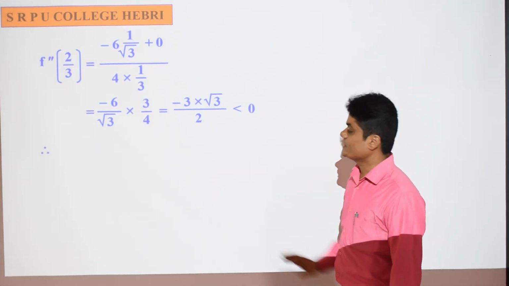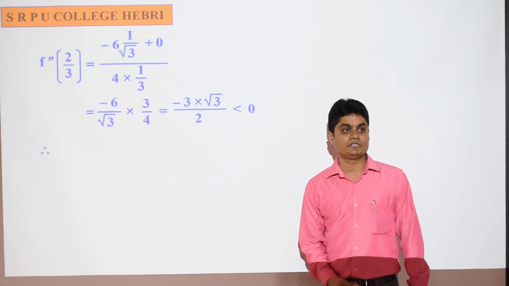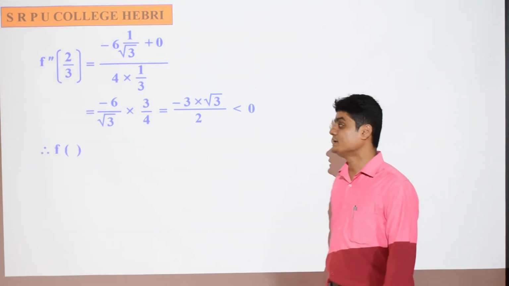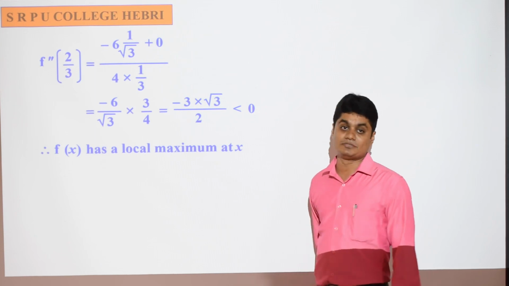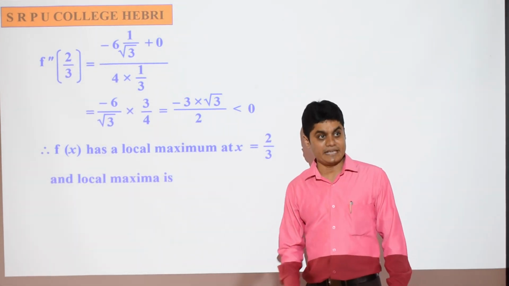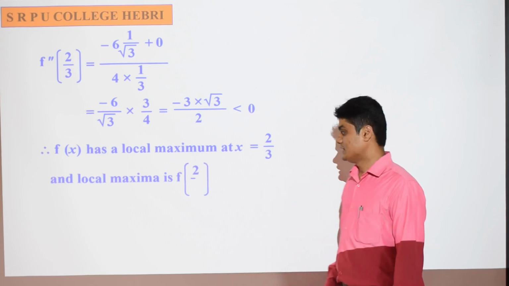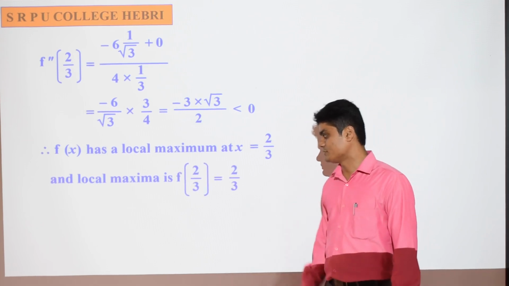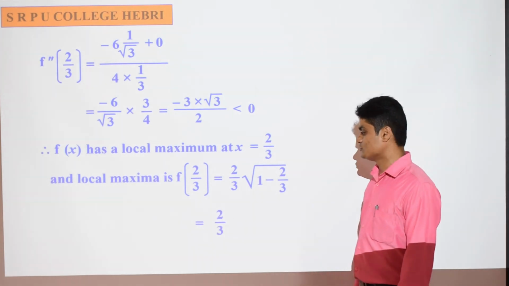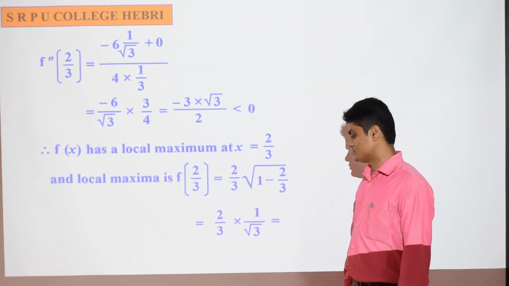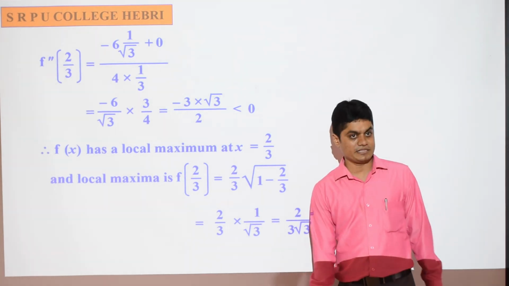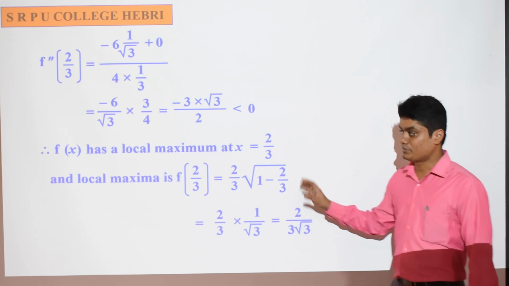Now once you get the second order derivative negative, you know that the function has a maximum at the critical point. Therefore f of x has local maxima at x equal to 2 by 3, and the local maximum is f of 2 by 3. Substitute 2 by 3 into x root of 1 minus 2 by 3. Simplify further, 1 minus 2 by 3 is equal to 1 by 3, so root is 1 by root 3. So the answer is 2 by 3 root 3 is the final answer. What does this represent? Local maximum of the function.